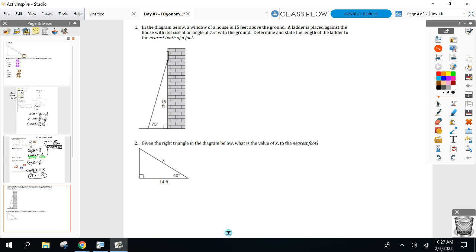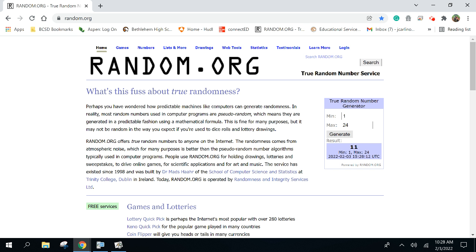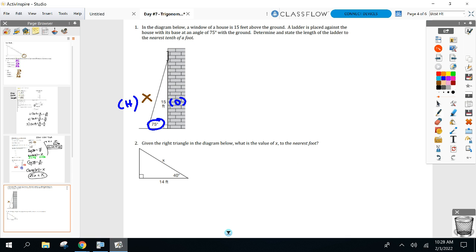Romeo, help us. Yeah, thank you. Here's my ladder leaning against the wall. And Romeo gave it away, which is fine. That's the hypotenuse. I'm going from 75 degrees. What side is my 15? It is a leg. In particular, where is it? Opposite the 75. Good. Opposite and hypotenuse gives me what ratio to use? Sine ratio. Good. Sine 75 equals opposite 15 over X, the hypotenuse.